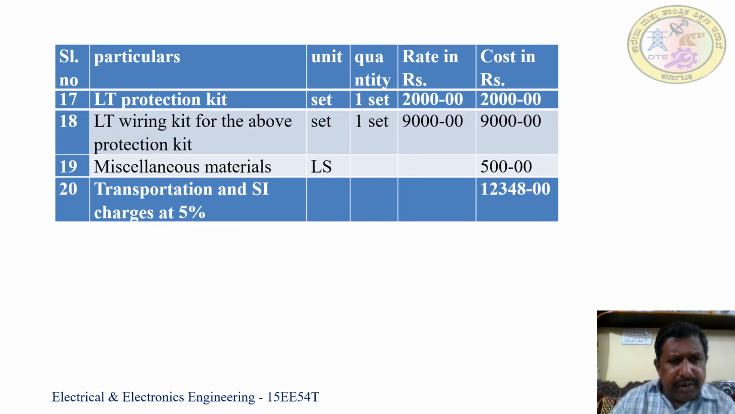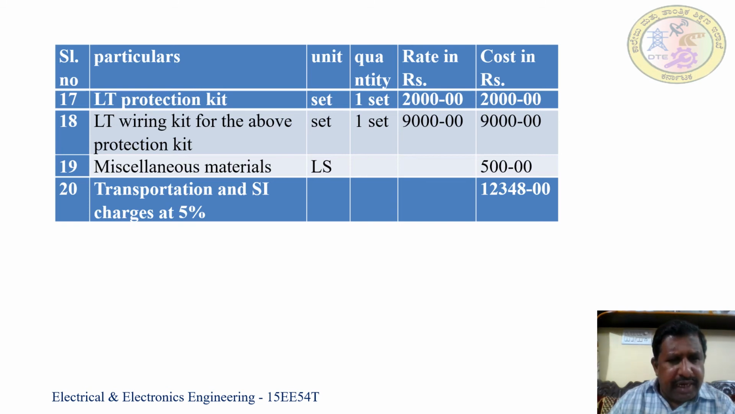Next item is LT protection kit. It is the kit consisting of load break switches, MCCBs or fuses collectively taken as a set. The unit is in set. The quantity required is one set. The rate per set is 2000 and the cost is also rupees 2000.